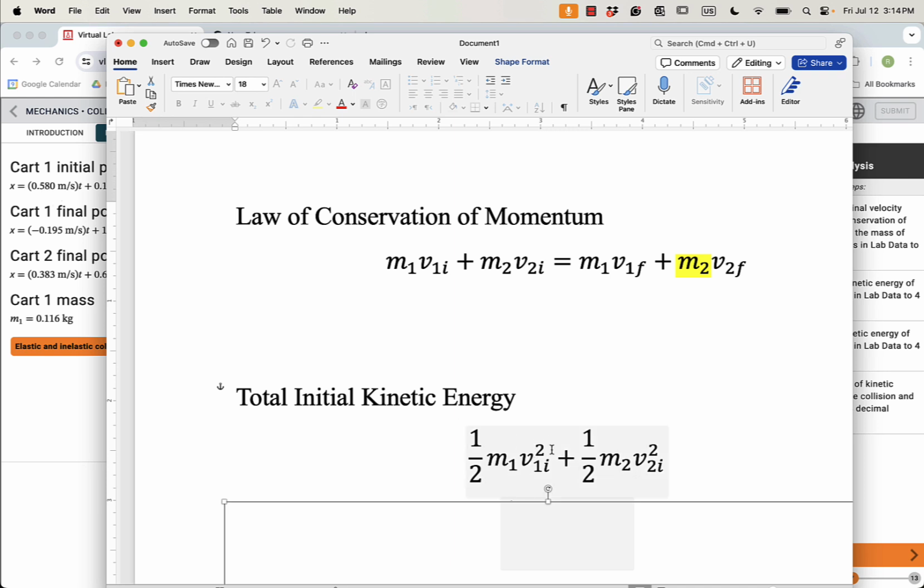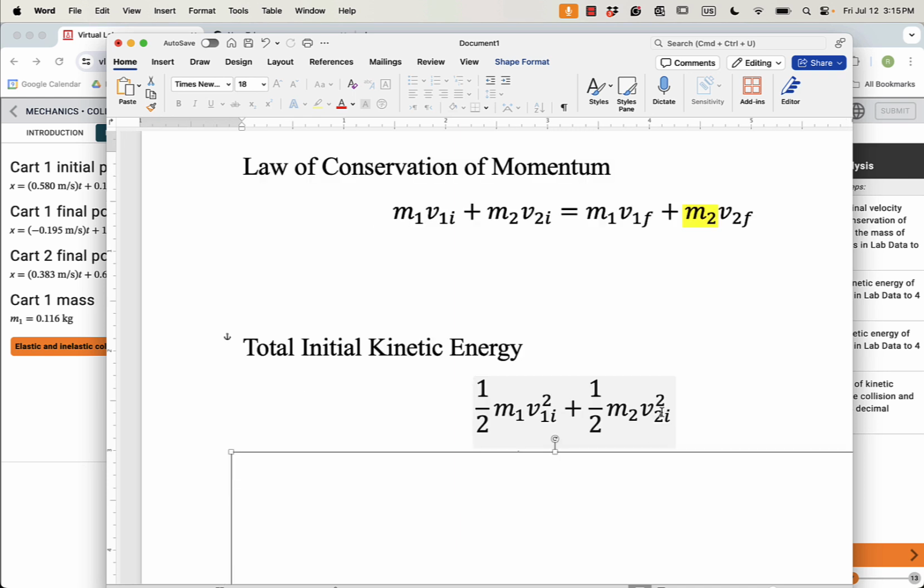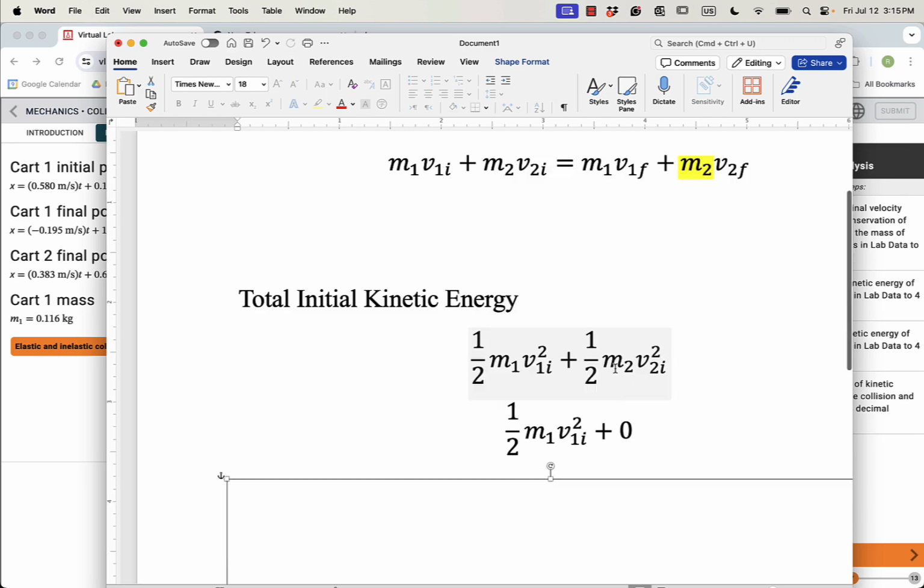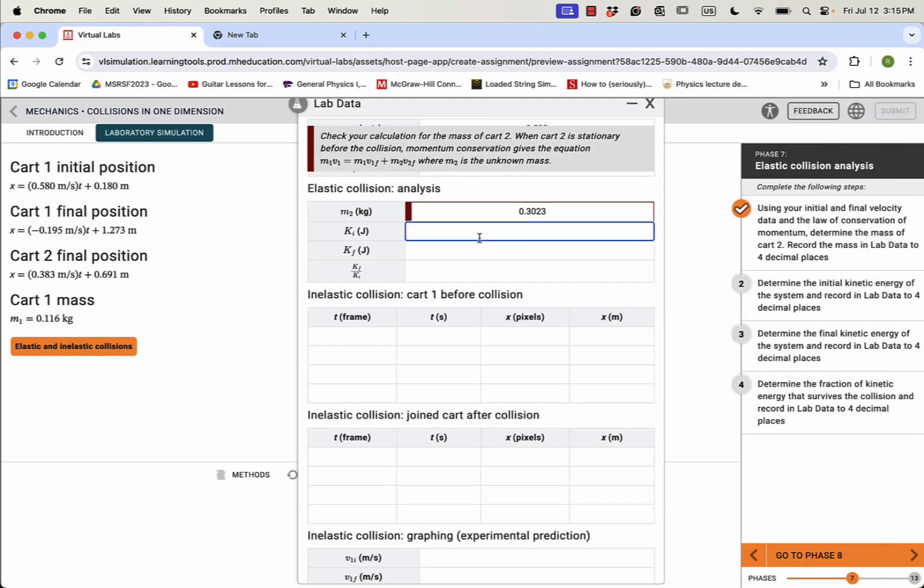You need to square that, and then the initial velocity of the second cart is 0 because it's sitting at rest in the beginning. With that being 0, this part is 0, so all you need to do is find this part only. After finding that, you can put your numbers there. Whatever answer you get, put that there.